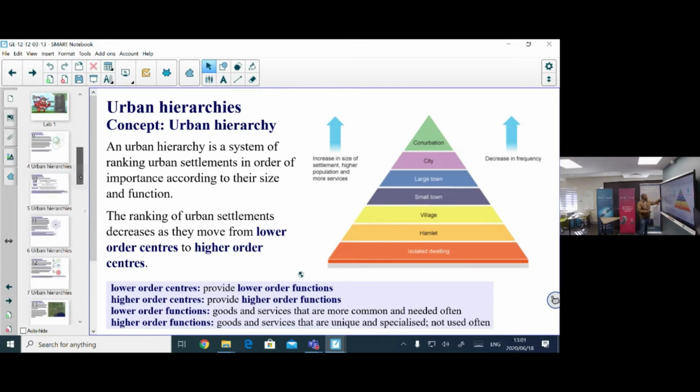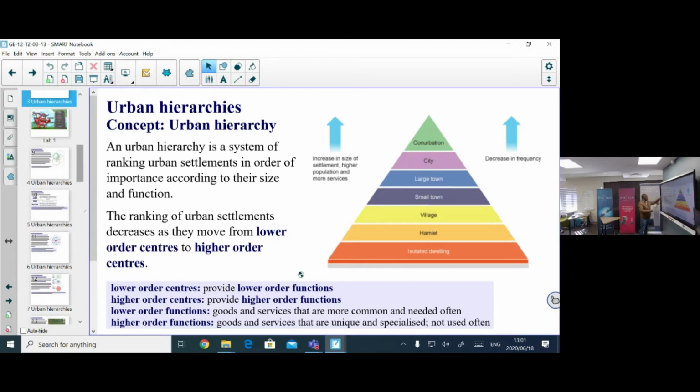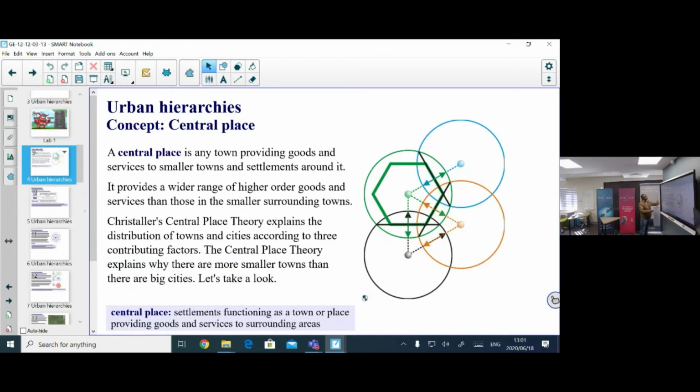We are not going to deal with that activity again. Then we want to look at the central place. What is a central place? It is a town that is providing goods and services to smaller towns and settlements around it. It provides a range of higher order goods and services than those in the smaller surrounding towns.